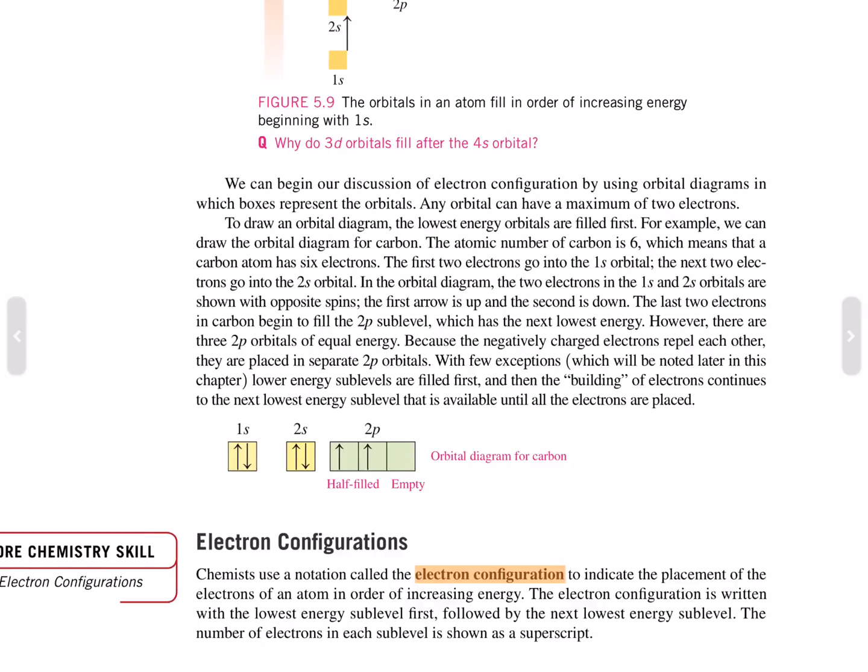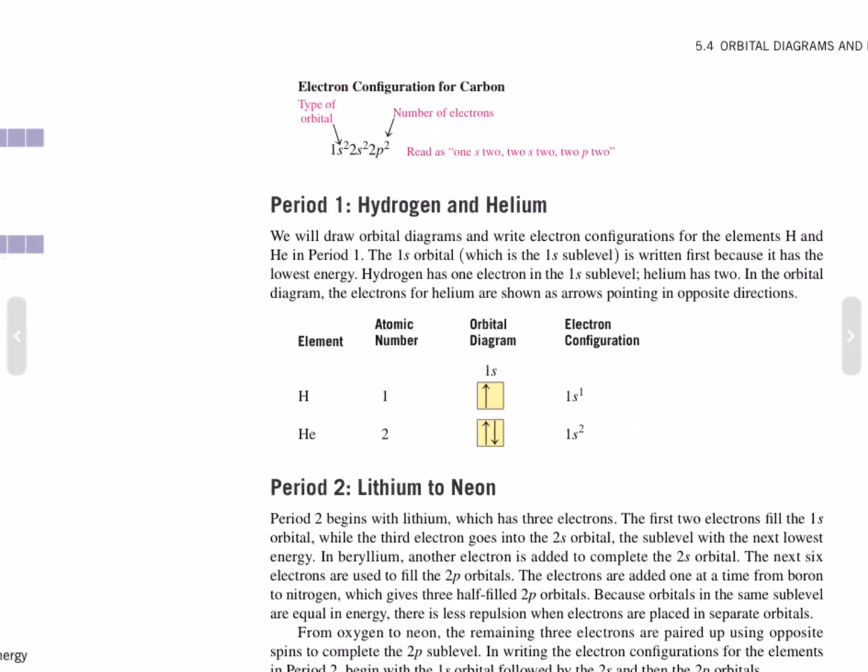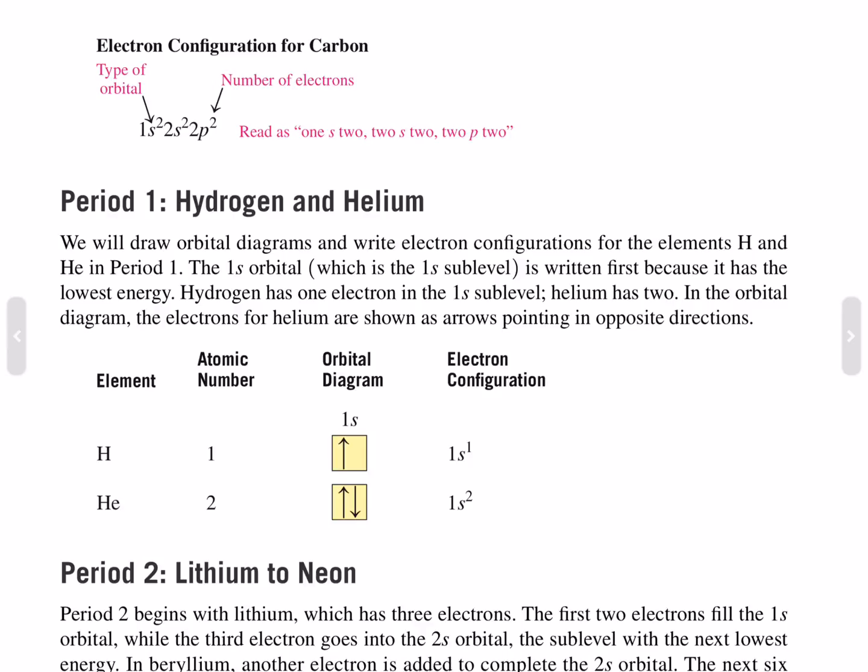Electron configurations. Chemists use a notation called electron configuration to indicate the placement of electrons of an atom in order of increasing energy. The electron configuration is written with the lowest energy level first, followed by the next lowest energy level. The number of electrons in each sublevel is shown as a superscript. Electron configuration of carbon: type of orbital s, number of electrons 2. So carbon reads 1s2, 2s2, 2p2.